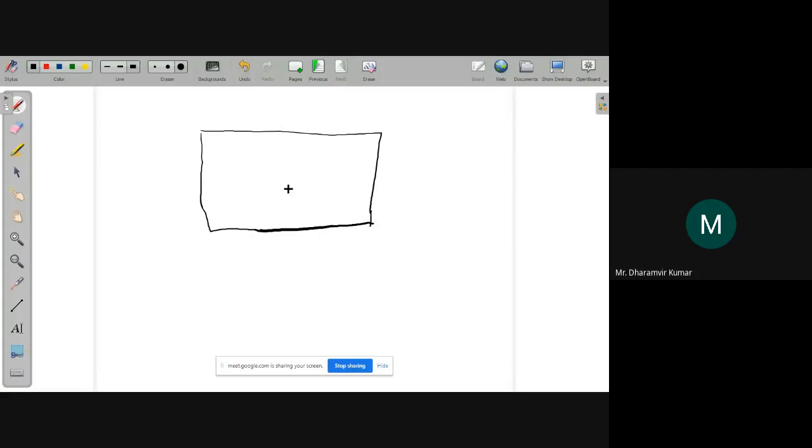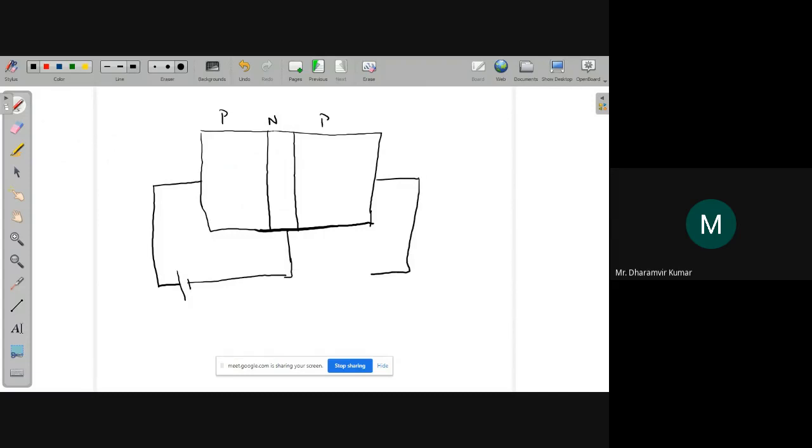So if I'm having a PNP BJT. This is P, this is N, this is P, this is emitter, this is base, this is collector. Okay, so let me make this forward bias like this. And this collector base junction should be reverse biased. I will combine these two cases now.